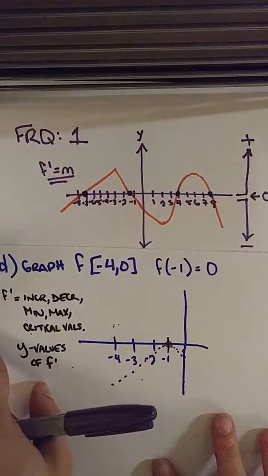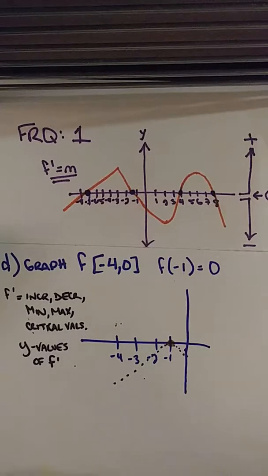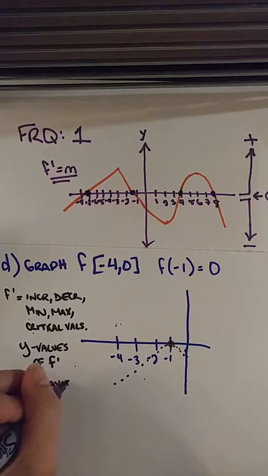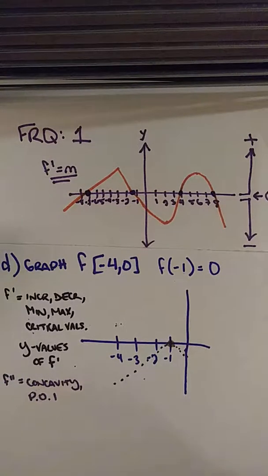I don't have to worry about looking at the graph of f prime for its y values anymore. Now I can start looking at f prime for concavity and points of inflection. And remember, those things come from the second derivative. And if I'm looking for anything from the second derivative, like concavity or points of inflection, I'm not actually going to look at the y values.